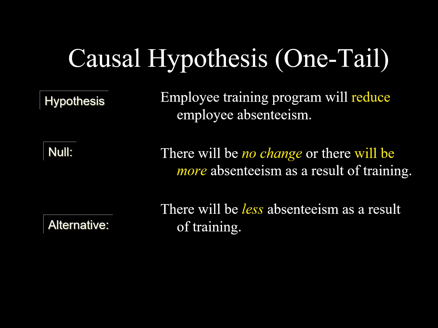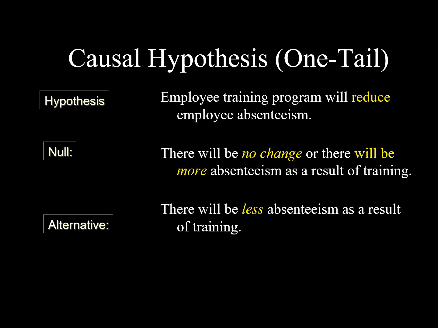So for a causal hypothesis, one-tailed, we have the hypothesis: employee training will reduce employee absenteeism. We have the null hypothesis: there will be no change or there will be more absenteeism. In other words, again, the null hypothesis needs to be exhaustive, any other possibility other than the hypothesis. It's one of the reasons that it's a little bit more likely to find the effect if it's there, because there's more in the null hypothesis.